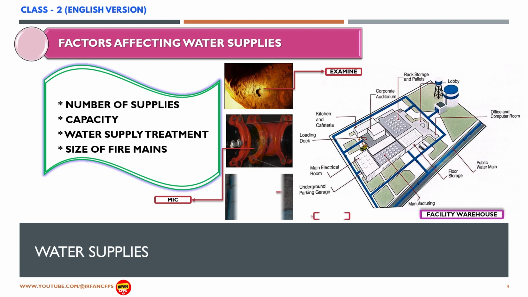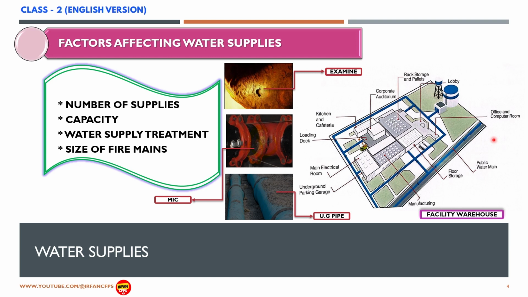Number 4, size of fire mains. The underground water supply fire main must be sized to meet the demand of the sprinkler system, including hose stream demand requirements. We can see a facility warehouse which has storage and non-storage occupancies.